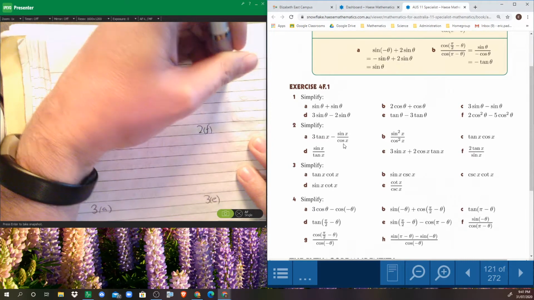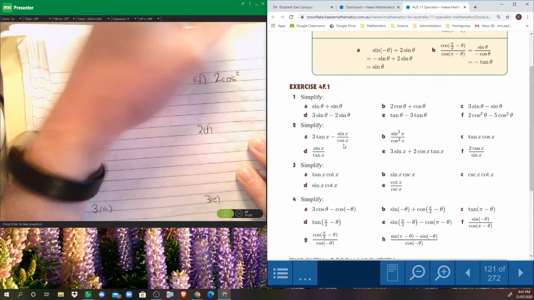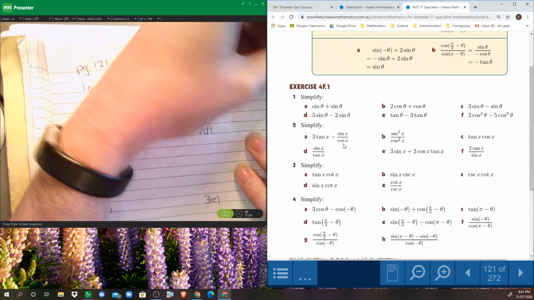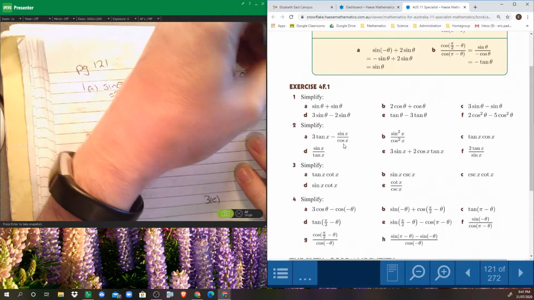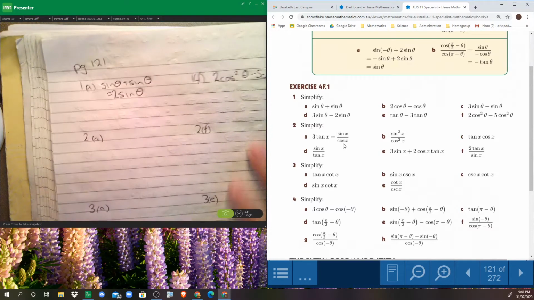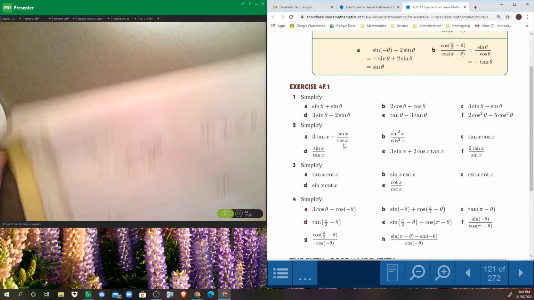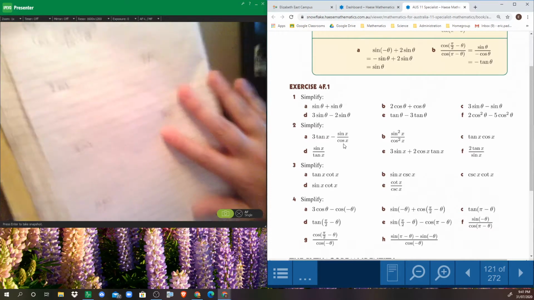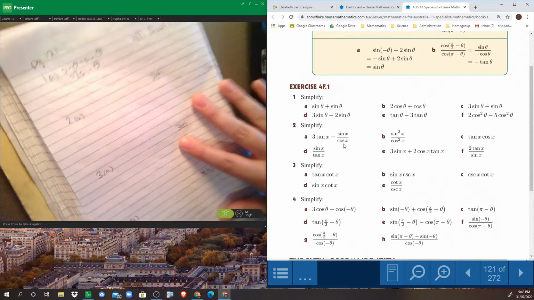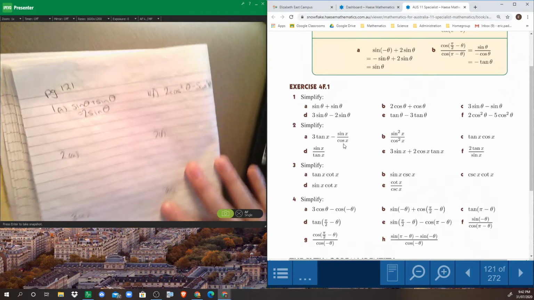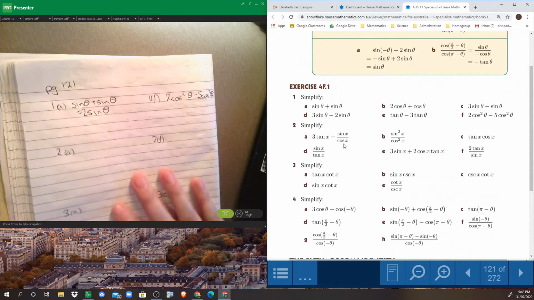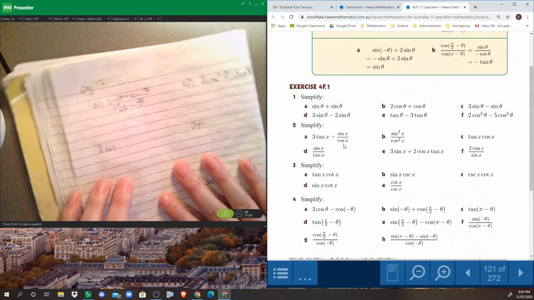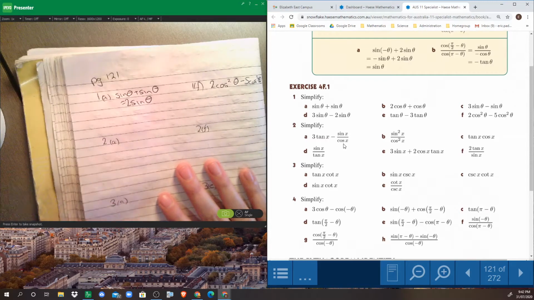So I've got 2 cosine squared theta minus 5 cosine squared theta. Oops, theta not x. Oops, you can't actually see that. Oh boy, what should I do? Make that a bit taller. No, let's turn you around. There we go. That's a bit better. So I've got a bit more space to work as well. Yep, awesome.